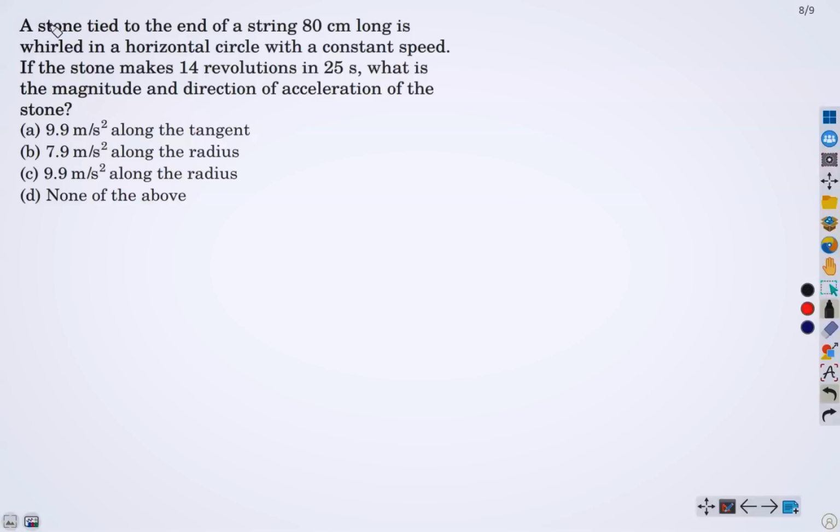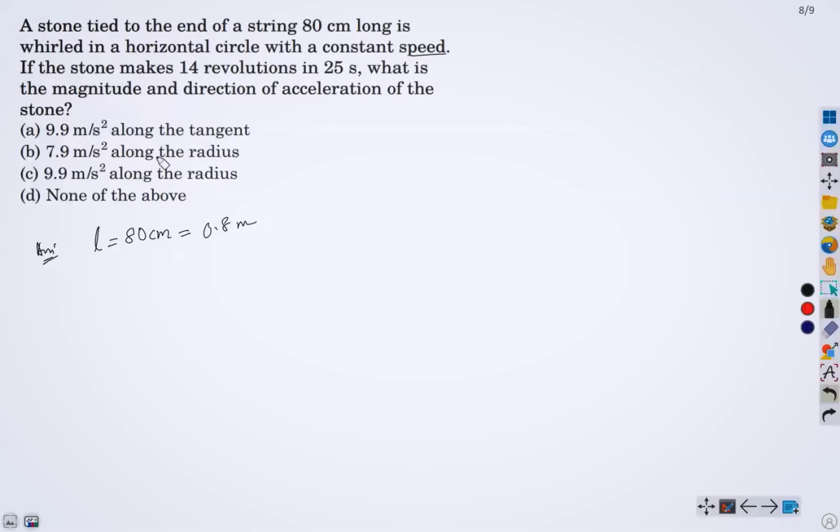Yes, given a stone tied to the end of a string 80 centimeter long is whirled in a horizontal circle with a constant speed. If the stone makes 14 revolutions in 25 seconds, what is the magnitude and direction of acceleration of the stone? So let's write down the data first. What we have in our hand. The length of the string is 80 centimeter, that is the radius of the circle is 80 centimeter. We can say this as 0.8 meter because the answers are all in SI, so we convert this into SI system.